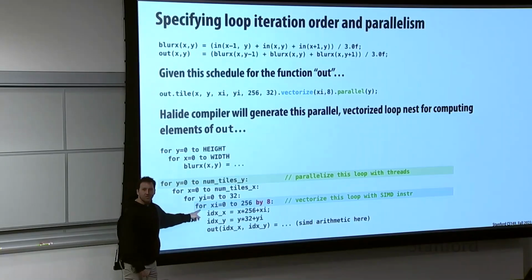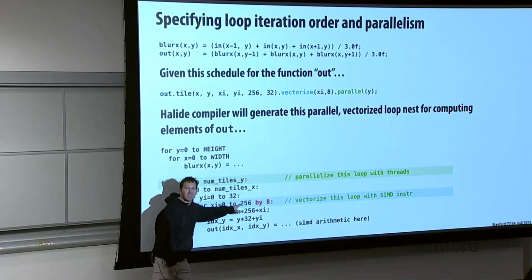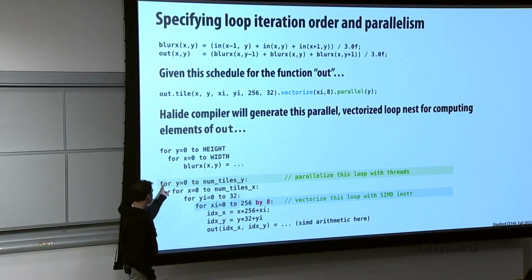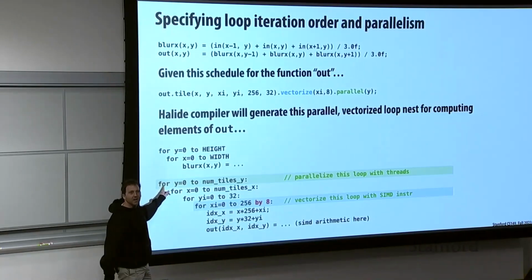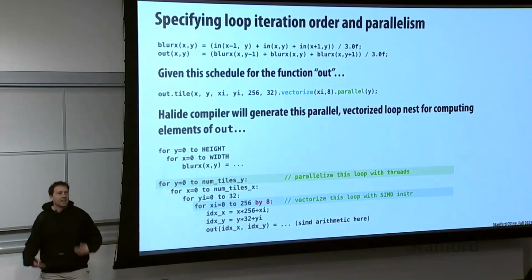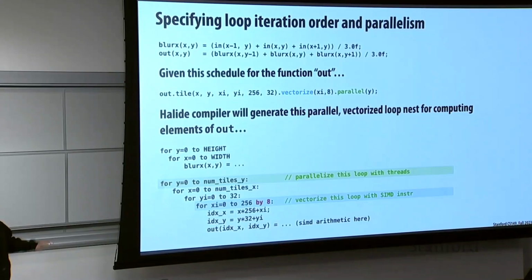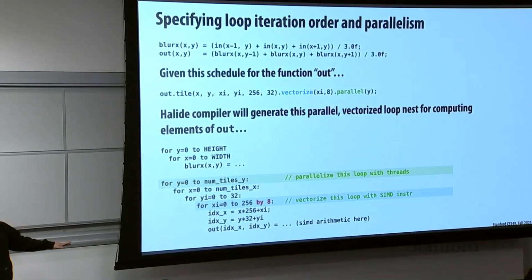Now notice it has 4 loop variables, and the xi loop is vectorized. And this loop, just imagine it was parallelized with threads. So you're telling the compiler at a high level how you want to do this. Okay, so loop ordering is one class of things you do.